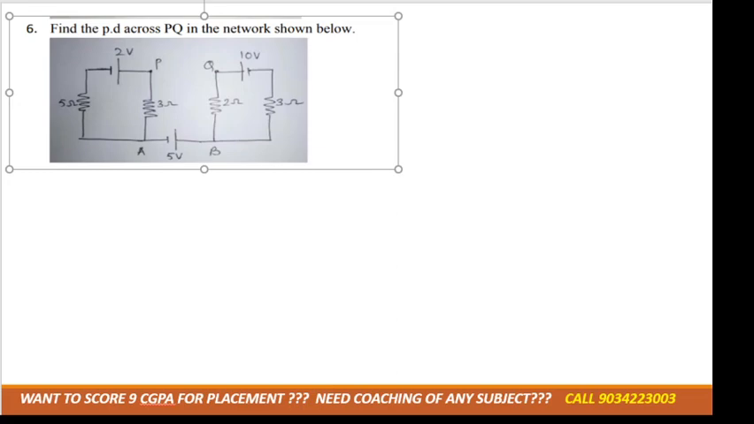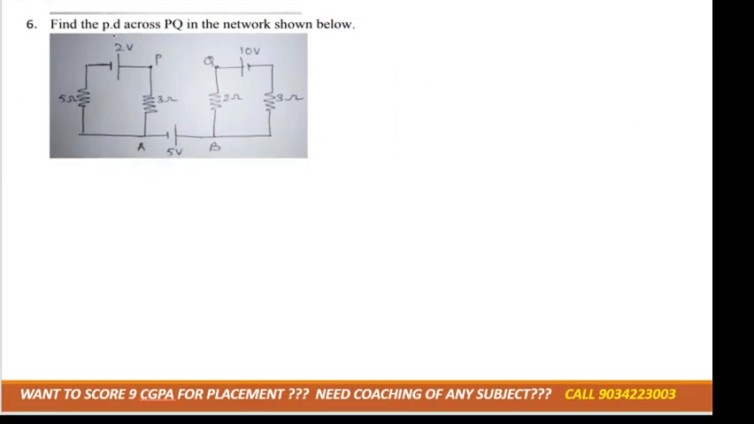Now see how can we solve this. In this question we want to calculate the potential difference across P and Q. Means we need to calculate VPQ, right? We'll move from P to A to B and B to Q. So we can write down VPA plus VAB plus VBQ, correct? Because it is moving from P to Q.